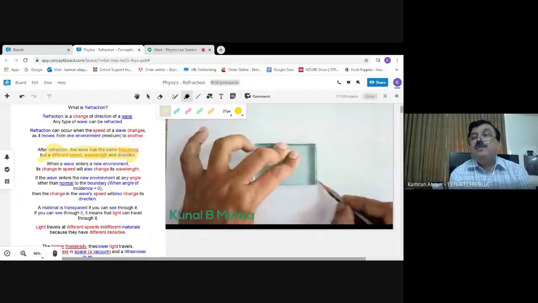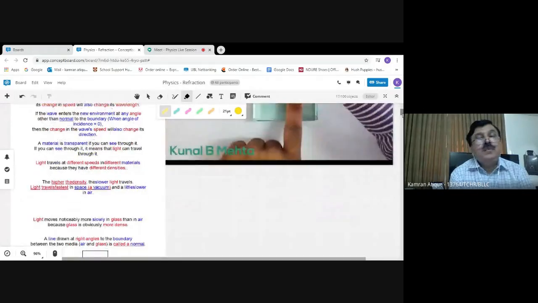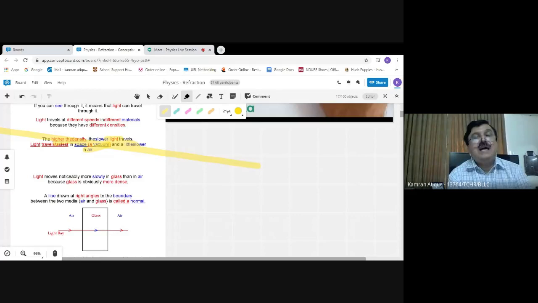Then later in our important concepts: the higher the density, the slower light travels. On this particular point, I'm highlighting these lines. The higher the density, the slower the light travels. As an example, the density of water is higher compared to the density of air. So inside water, light travels slower than in air.